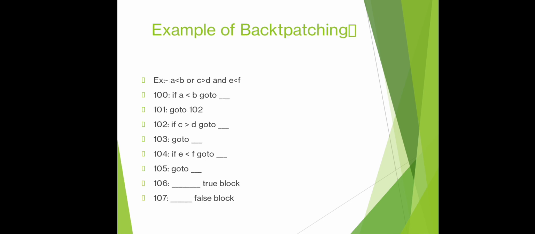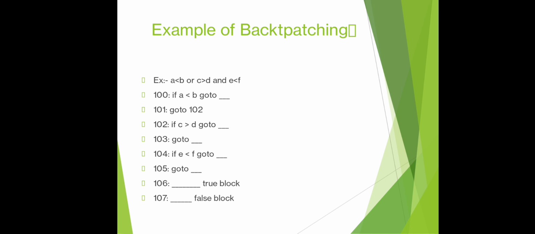So we will see one example on backpatching. The first example is a less than b or c greater than d and e less than f. Firstly, we write the goto with a blank space. Then we decide where we jump to and fill in the address. So it is known as backpatching. Backpatching means leave branches undefined and patch them later.